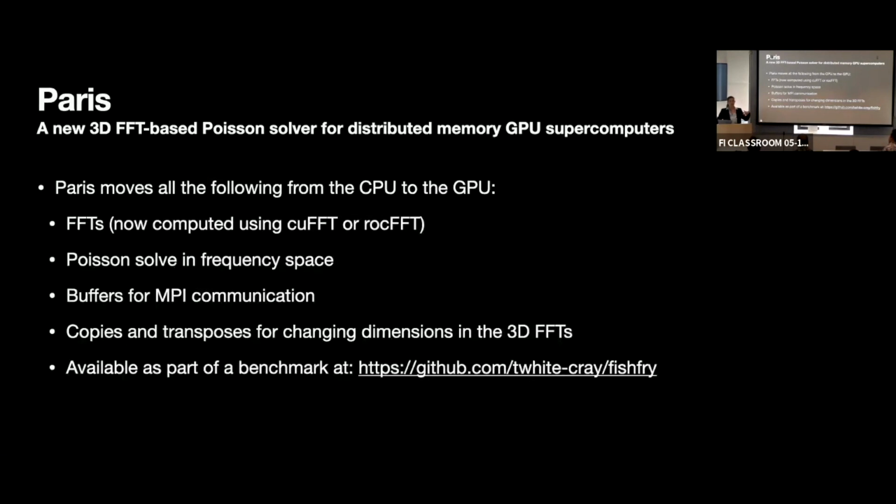I'll say a couple more words about Paris, because I don't know who's here or what you're interested in, but it is a standalone solution that may be useful if you're the kind of person that does FFTs. Paris moves everything to the GPU, so the FFTs are very fast. It does the Poisson solve in frequency space. You've got MPI communication, et cetera. It's a distributed memory algorithm, and it's available at this GitHub repository where Trey has it as a benchmark. If you want to see it in a code, you can of course look at it in Cholla, where it's integrated to do the Poisson solve. We're also later going to use it to do some of our radiative transfer.